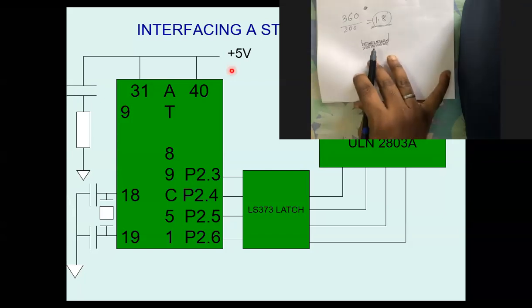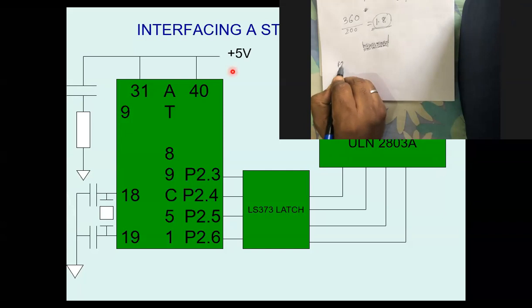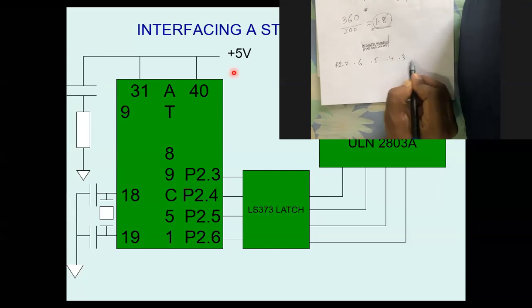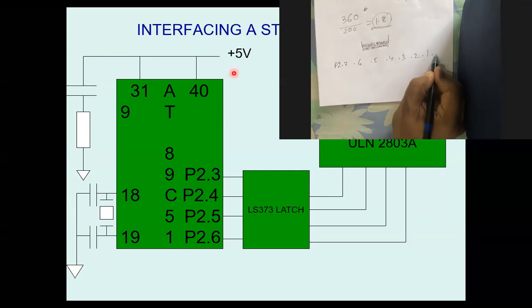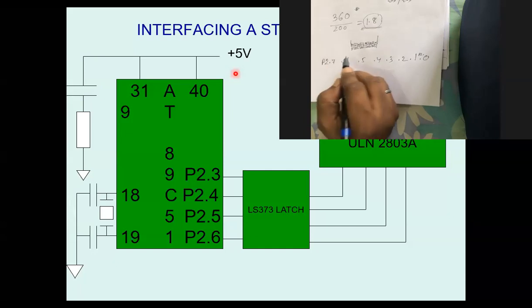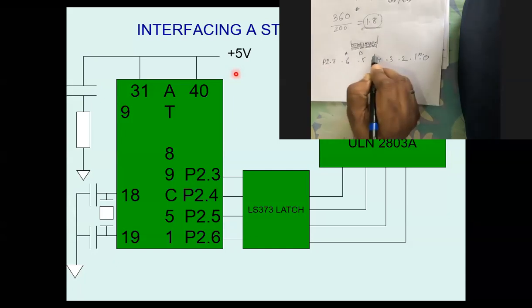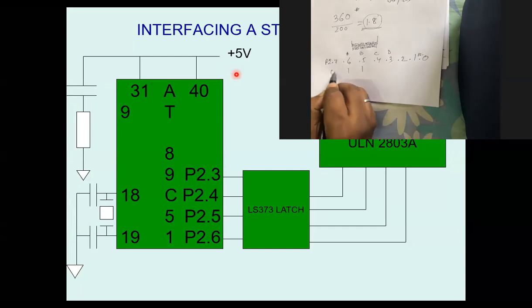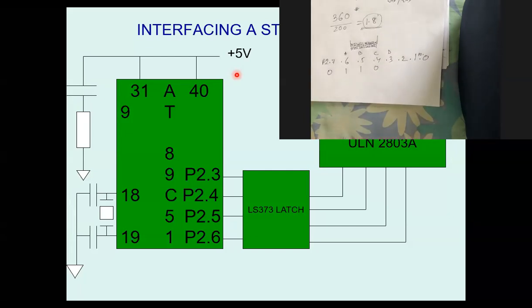Next, just see P2.7, 2.6, 2.5, 2.4, 2.3, 2.2, 2.1, 2.0. P2.0 to P2.7 is a port and it's connected with A, B, C and D. A, B, C, D is connected. So I first energize these two, so all are zero.